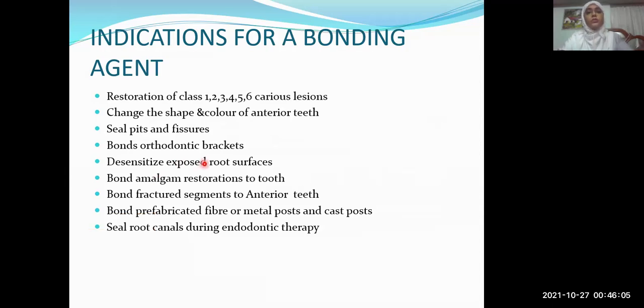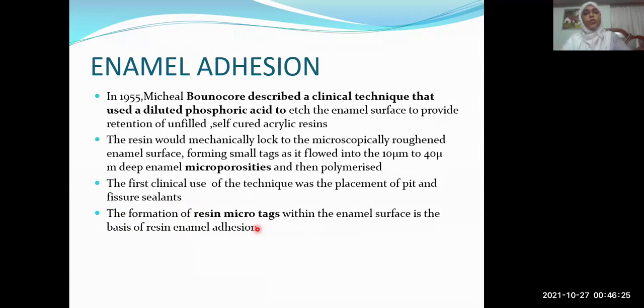You may also want to bond an amalgam restoration, bond fractured segments, bond prefabricated fiber or metal posts or cast posts, or seal the root canals during endodontic therapy. Everywhere a bonding agent is necessary. Bonding can be separated into enamel adhesion and dentin adhesion, so we'll see about each in detail.